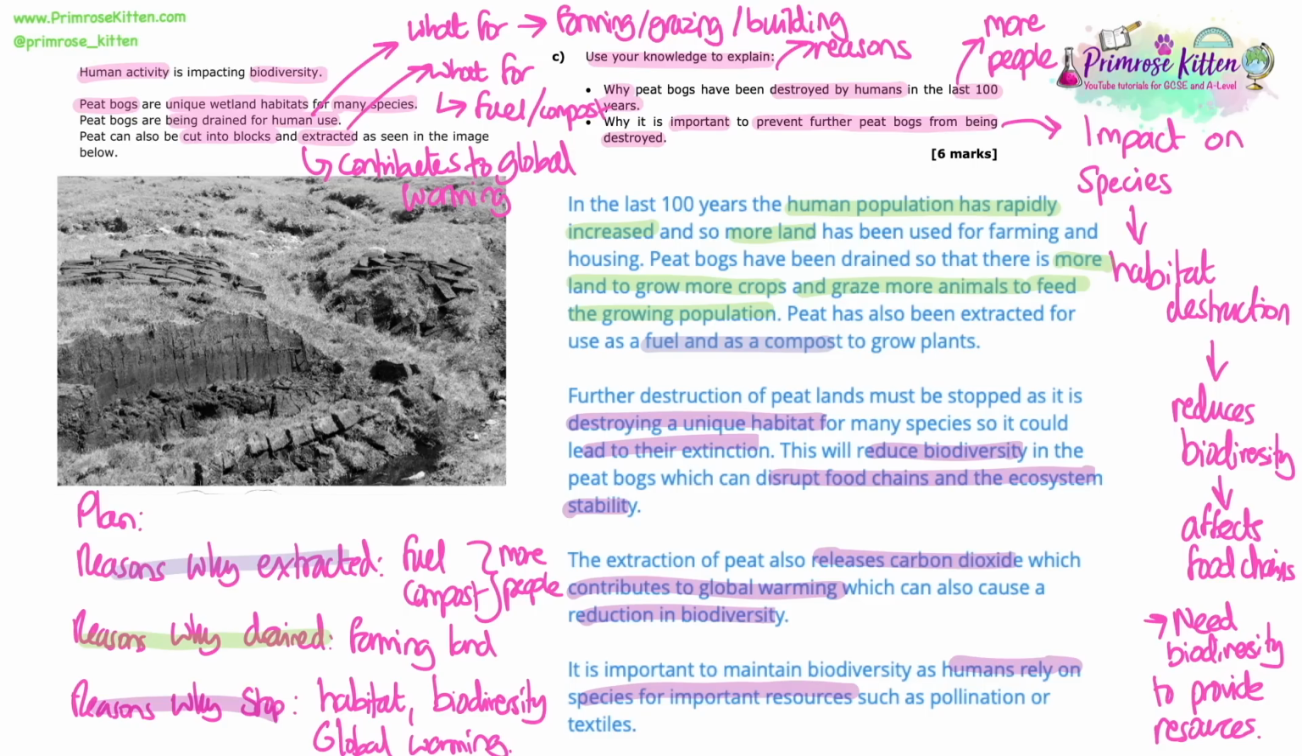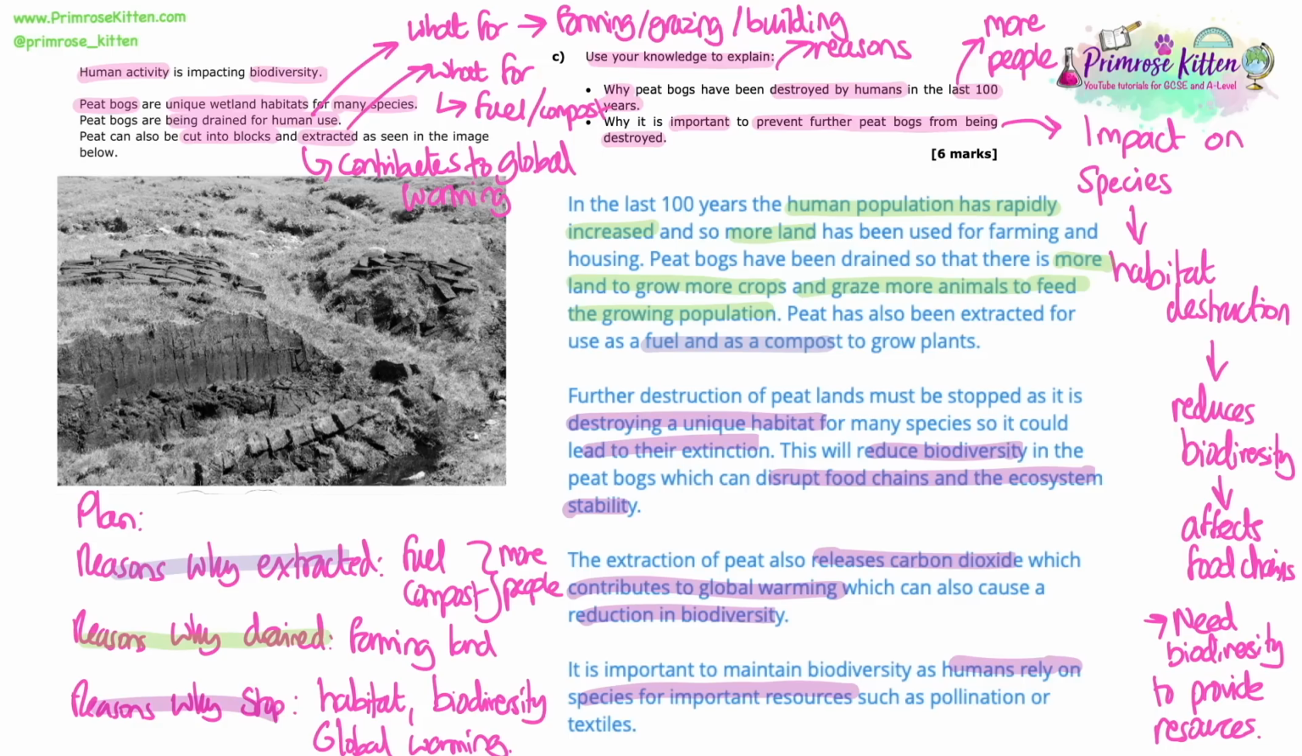You could have talked about medicines or the potential for discovering new medicines in the future for the last part. But you can see how I've definitely covered both of those bullet points. I've linked ideas together, so this idea of the usage of the peatlands, for more food and growing crops or grazing animals. But I've then linked that to the growing population, so why in the last 100 years specifically it's got worse, and it's because our human population has rapidly increased.